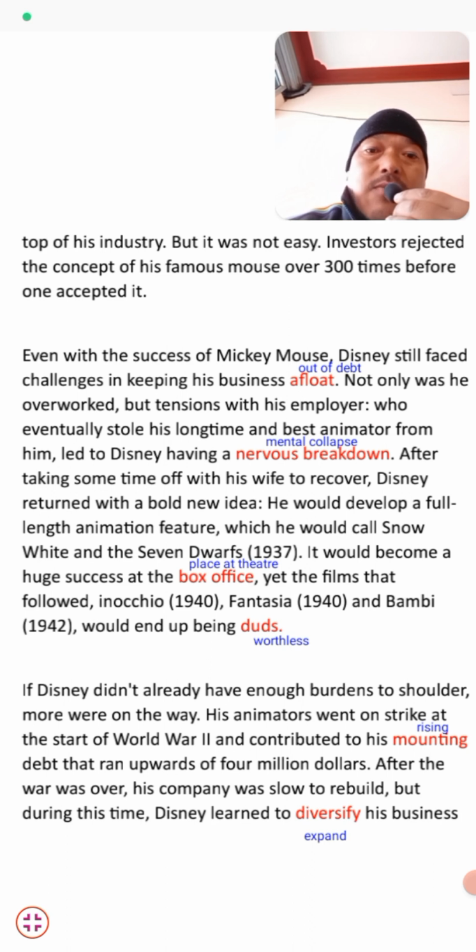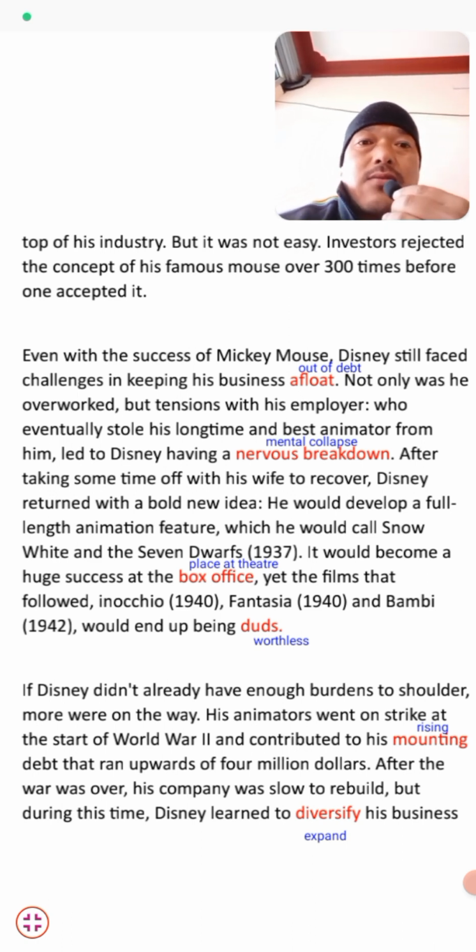After taking some time off with his wife to recover, Disney returned with a bold new idea. He decided not to work and took a long rest with his wife, and then he recovered. Later, he got a great idea: he would develop a full-length animation feature he would call Snow White and the Seven Dwarfs.